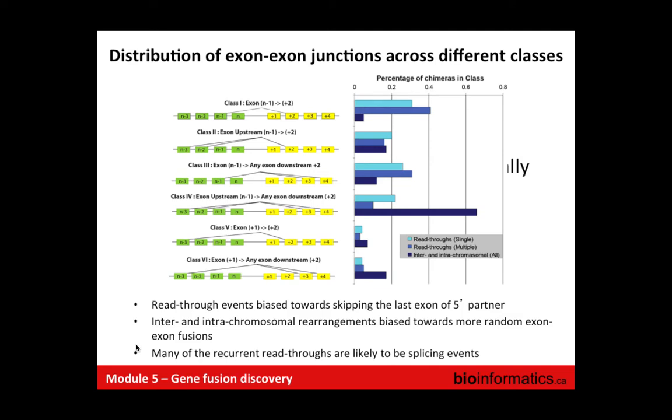Another piece of evidence you can use to prioritize or validate your fusions is to look at the distribution of exon-exon junctions across different classes. Basically, there are certain biases, like read-through events or bias towards skipping the last exon of the 5' partner. That's just a common pattern of read-throughs, whereas the inter- and intra-chromosomal rearrangements are biased more towards random exon-exon fusions. So many of the recurrent read-throughs are thought to be likely splicing events. So you might be interested in those or you might not be.